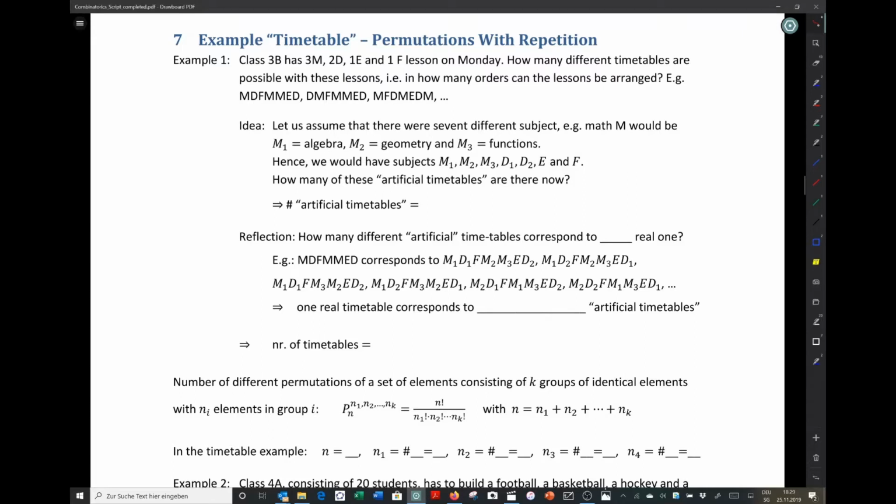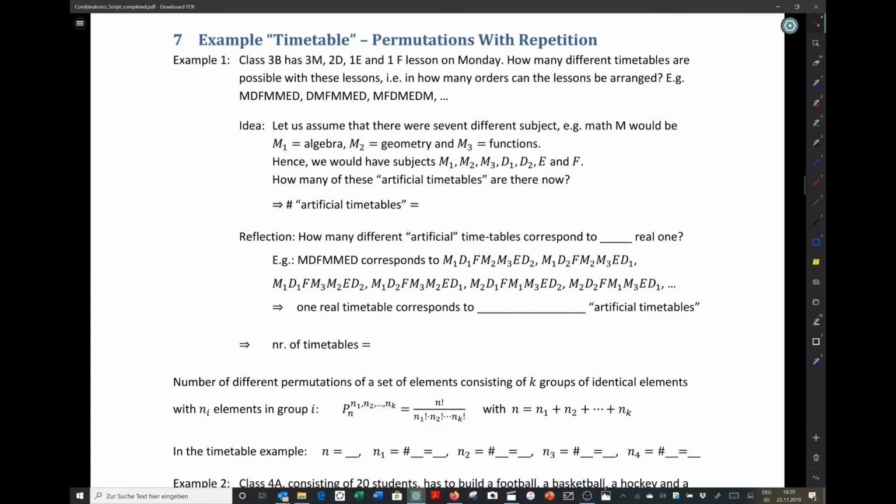So the same element occurs several times, and we're nevertheless interested in how many different arrangements are possible. As an example, we'll use the timetable, meaning we have a class that has 3 maths, 2 German, 1 English, and 1 French lesson on Monday. The question is how many different timetables are possible with these lessons. This means in how many orders can the lessons be arranged.